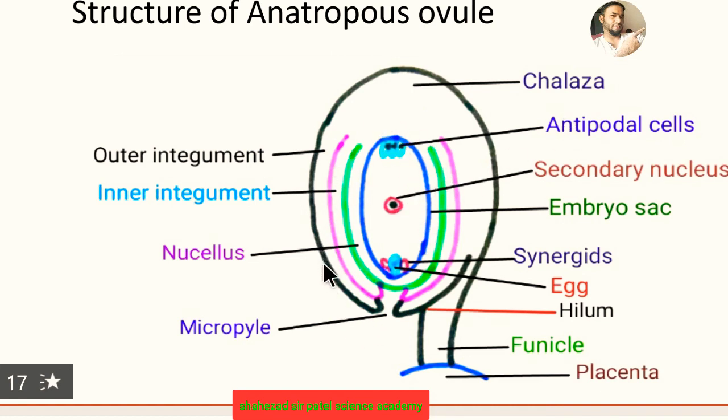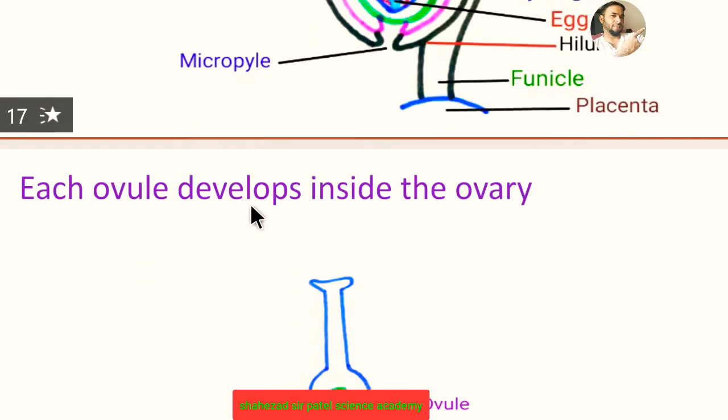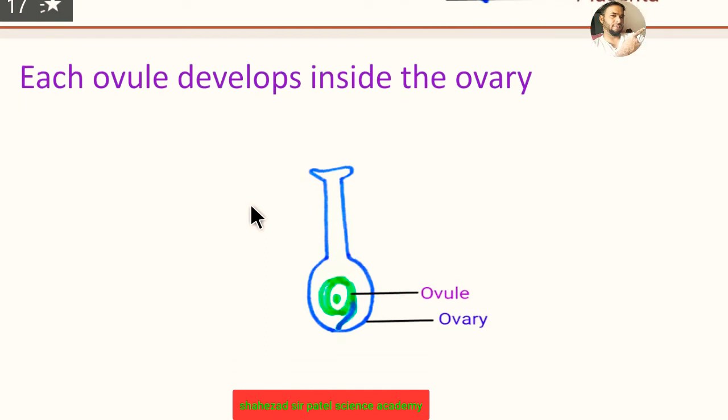Likewise, there is an 8-cell structure known as the embryo sac, which is located in the region of the nucellus and protected by the integuments, outer and inner integument. So likewise, this is the structure of the anatropous ovule. We'll see it in detail.